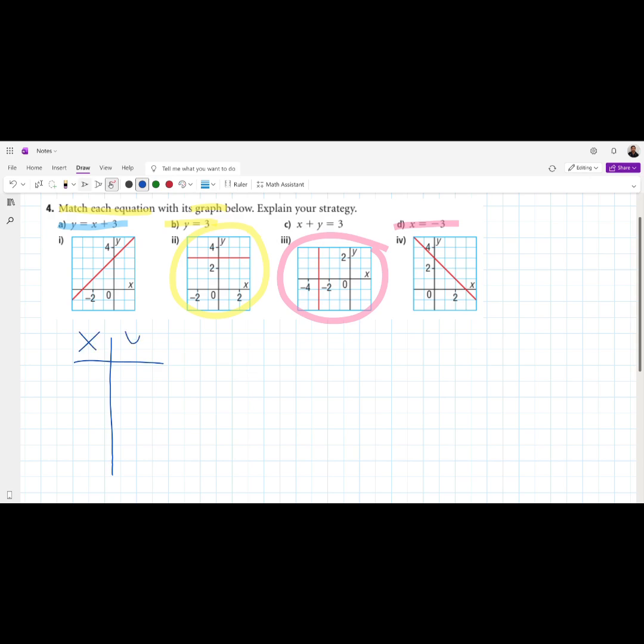If I want to check which one matches y equals x plus 3, let's try making a table. I need to know what values exist on this line. So I know 0, 3 will be on the graph, 1, 4, and 2, 5. And I notice graph 1 goes through these 3 points, so it has to be graph 1.